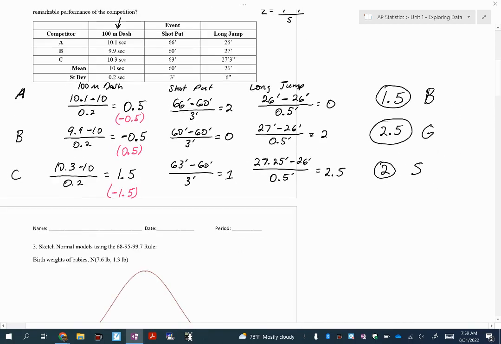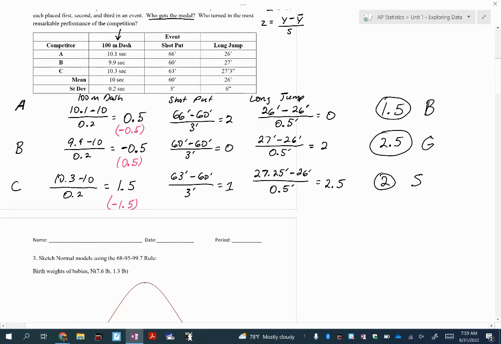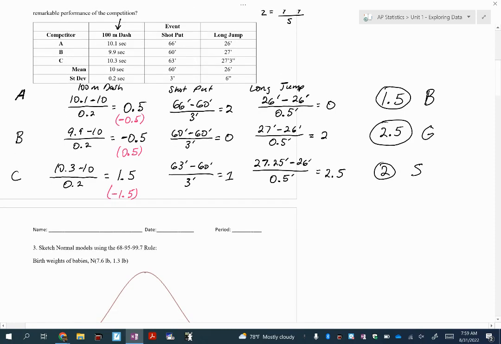Now, the last question said, who had the most remarkable performance of the competition? And in this case, I'm looking at who had the z-score that's farthest away from 0, right? If you have a z-score of 0, that means that for your event, whatever you're talking about, you did exactly what the mean was. So that's not remarkable at all. I don't want to say least remarkable. I want to say it's exactly what the average was.